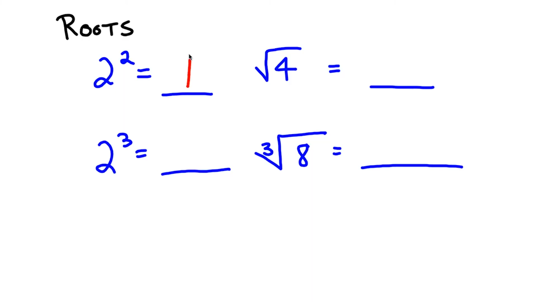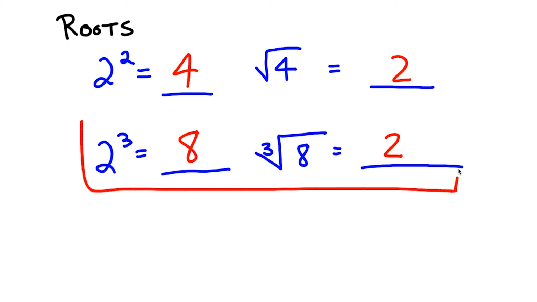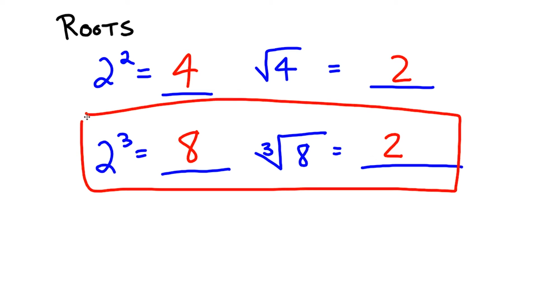What are roots? Roots are the opposite of exponents. 2 squared is equal to 4. The square root of 4 is 2. 2 cubed is 8. The cube root of 8 is 2. Once again, I really can't overemphasize that 2 cubed is 8. It comes up on almost every test.